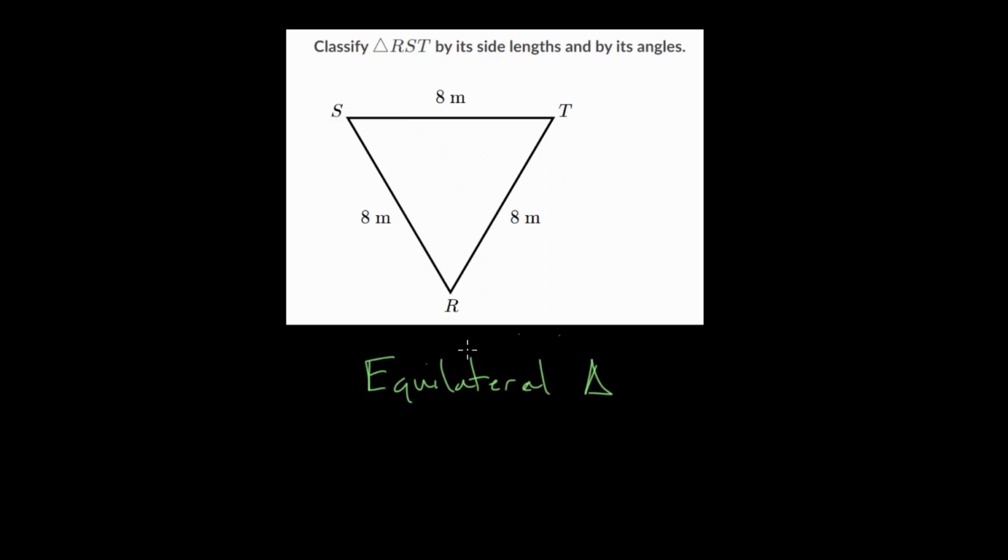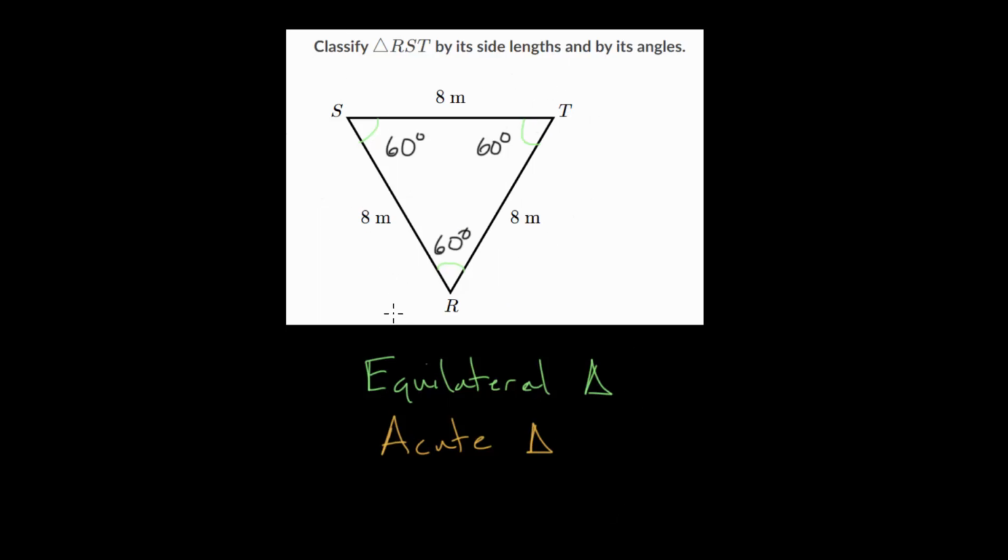And when we have equilateral triangles, all the angles are equal as well. In fact, these are all 60-degree angles. So that's true of any equilateral triangle. So since all of the angles are less than 90 degrees, we would say this is an acute triangle. Remember, an acute angle is just an angle less than 90 degrees, and we only have those. So this is an acute triangle.